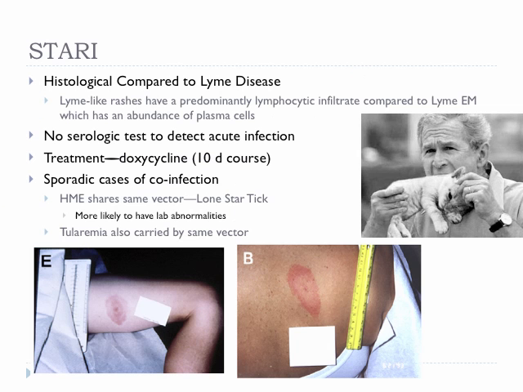Lyme-like rashes have a predominant lymphocytic infiltrate compared to Lyme EM, which has an abundance of plasma cells. There's no serological test to detect acute infection. Treatment's the same. You use a 10-day course of doxycycline.